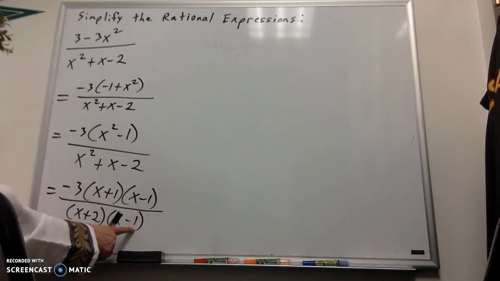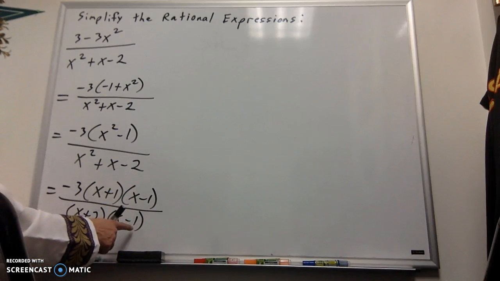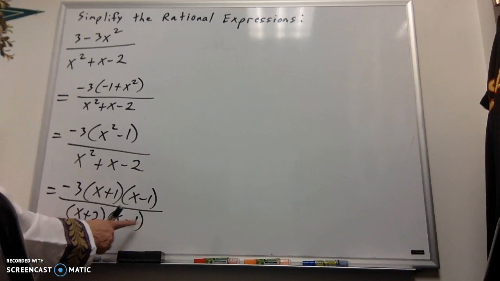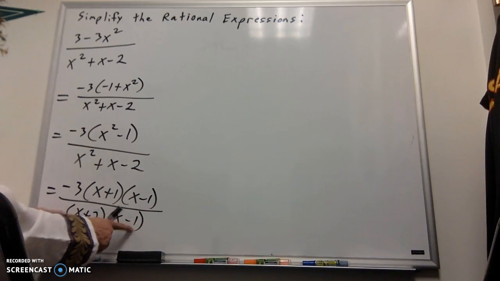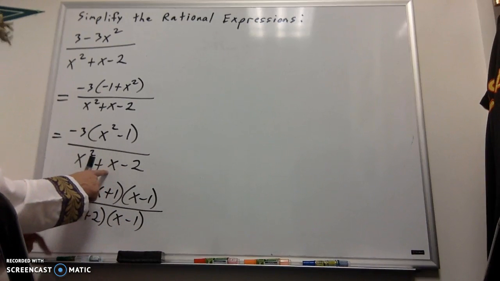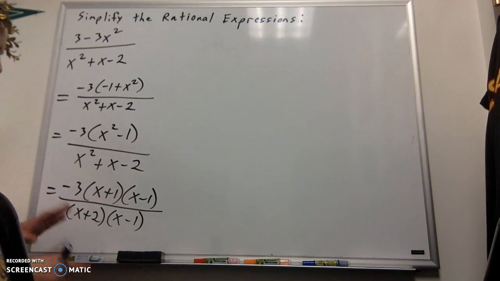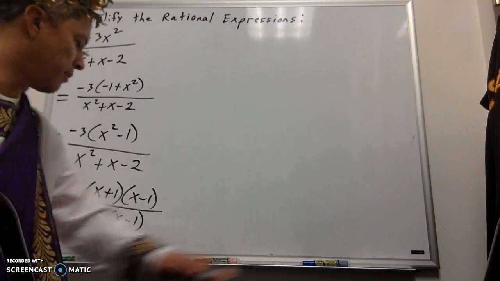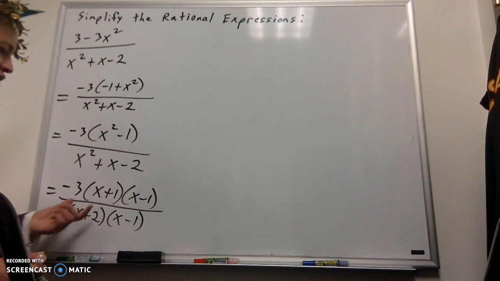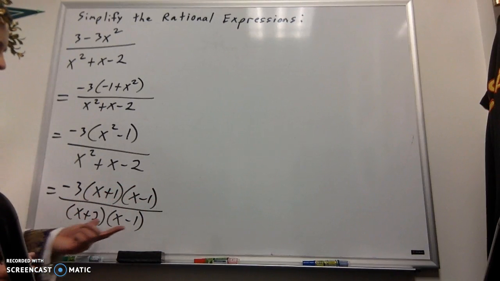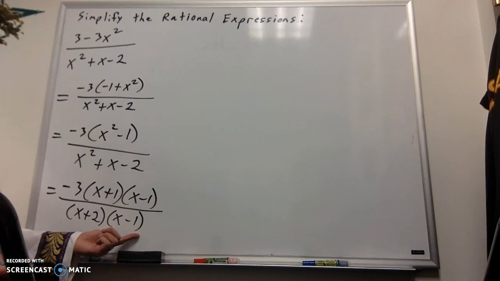The 2 times a -1 is a -2. And if you multiply the x times the -1, which is -x, -1x, and the 2x, that's a positive 2x, -1x plus 2x is this positive 1x that you see here. So I've got this factored properly. So let's see what common factors we have. In the numerator, I've got the x minus 1, and in the denominator, I have an x minus 1.